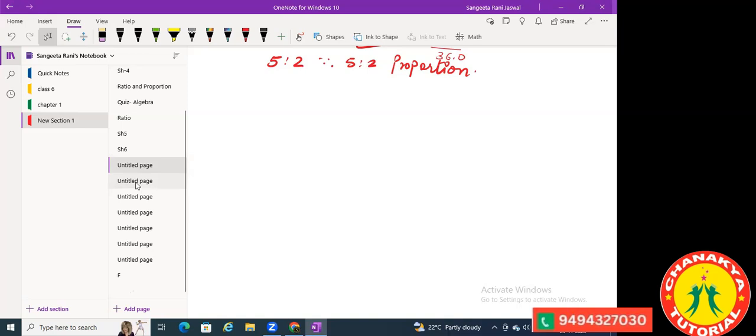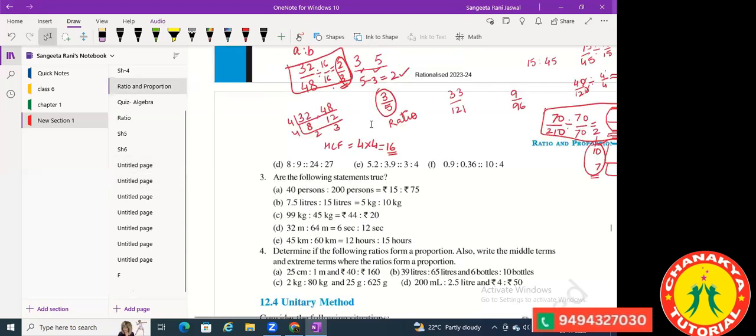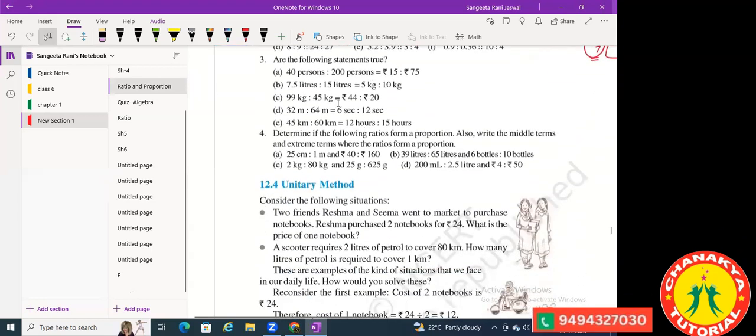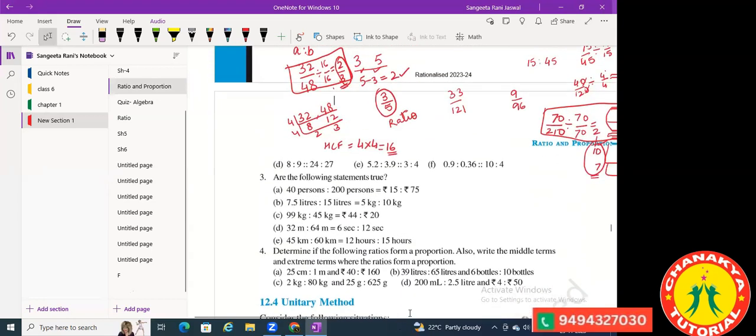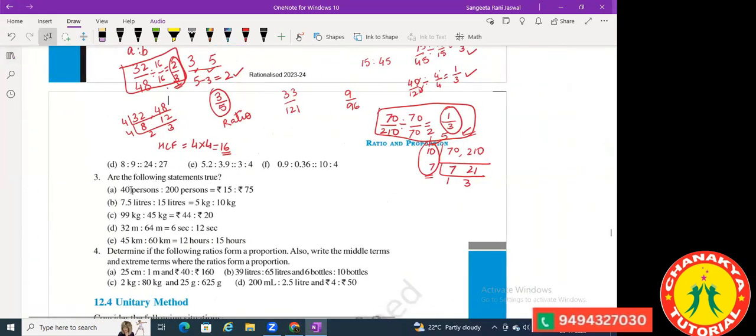Okay. See question number 3. Are the following statements true? Now here we have, I'll show you here. Are the following statements true? Now tell me this. 40 persons is to 200 persons, and rupees 15 is to rupees 75.